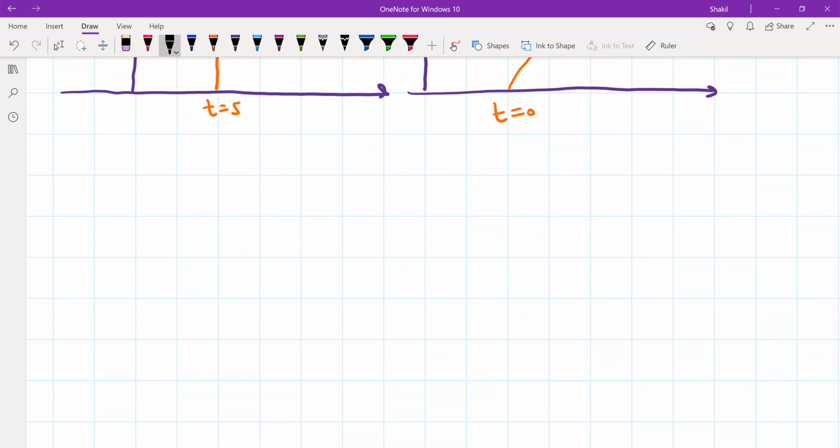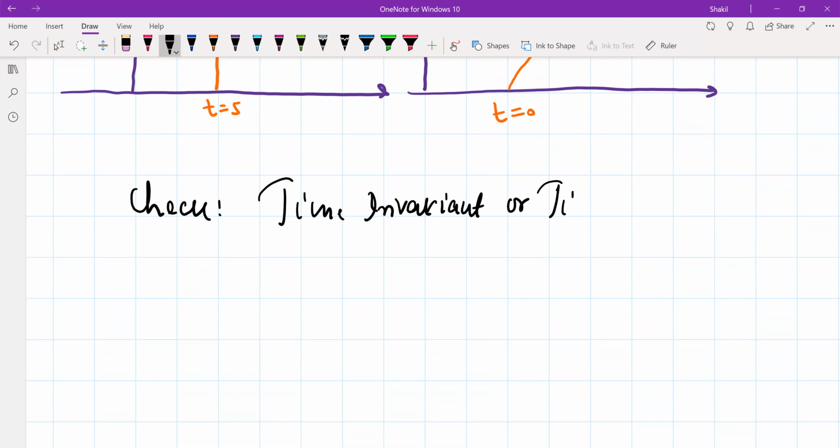Mathematically, how do we check whether the system is time invariant or time varying?